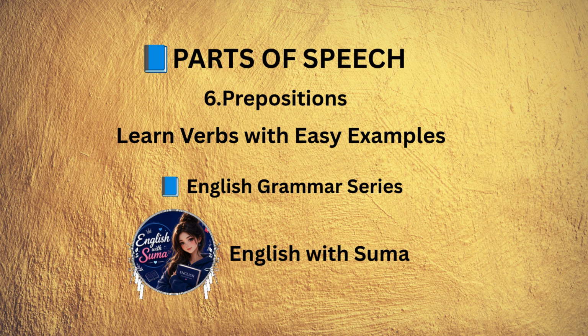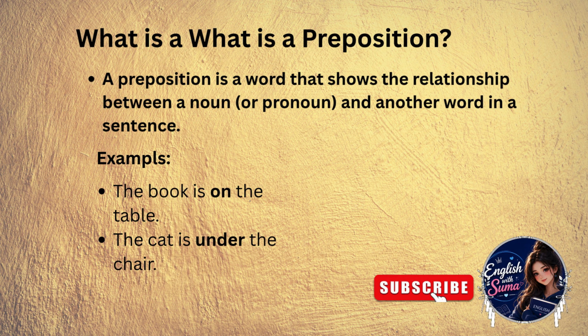In today's video, we'll learn about prepositions. You'll learn what prepositions are, why we use them, their types, and simple examples. Let's begin. A preposition is a word that shows the relationship between a noun or pronoun and another word in a sentence. For example, the book is on the table. The cat is under the chair. The words on and under are prepositions.